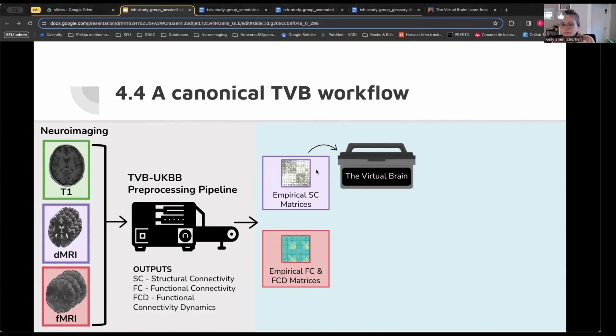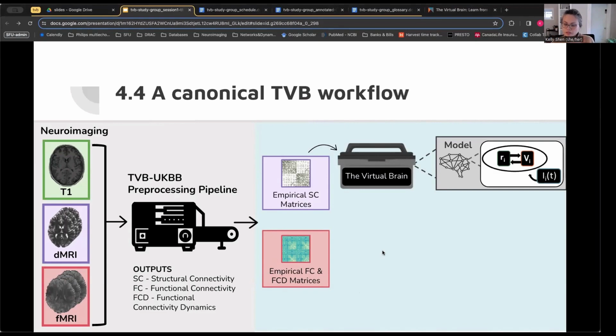The input to the Virtual Brain is just the empirical structural connectivity matrix. Okay? And I think this is where oftentimes there's some confusion as to what the inputs are. The functional connectivity matrices are used later, and I'll show you what that means.